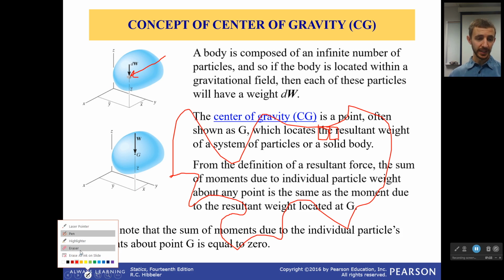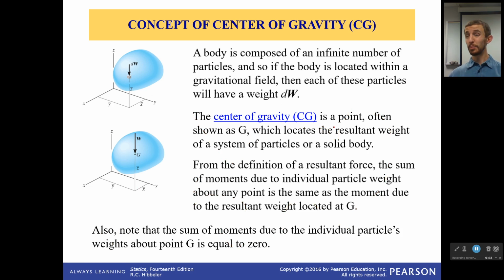Now, the center of gravity is simply a point where we can act like all the force acts at that point, all the weight acts at that point. This is the resultant of all the weight from all these individual little particles. So, another thing we can learn from this is the definition of resultant force: the sum of moments due to the individual particle weights about any point is the same as the moment due to the resultant weight located at G.